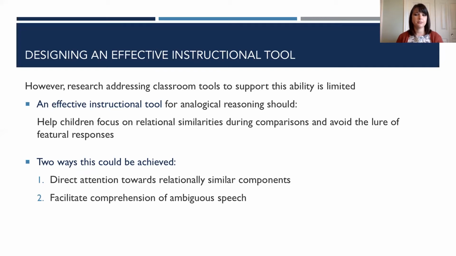The other way this could be achieved is by facilitating comprehension of spoken instruction or speech, or ambiguous speech. So in the case of analogical reasoning, instruction may be complex and ambiguous, as it often is. It may be unclear which piece of an analogical comparison, whether it's a scene analogy I just showed you or another comparison, is being referenced in speech at any given moment, which items are relevant or irrelevant for solving that problem. All of that's fairly ambiguous typically.